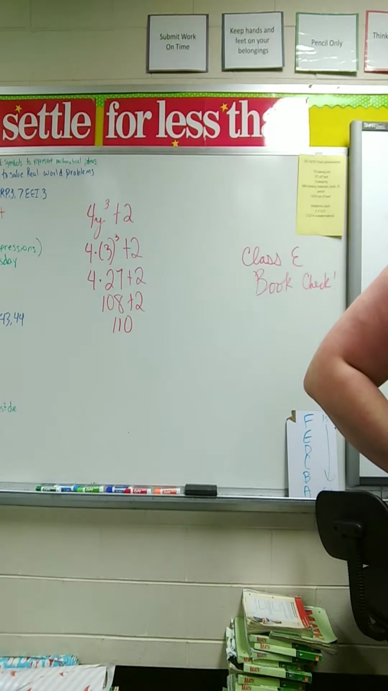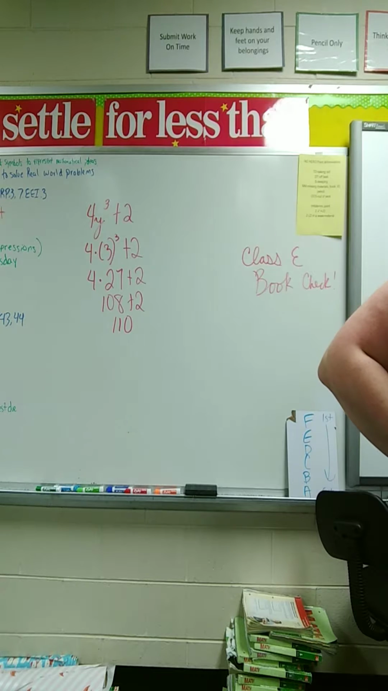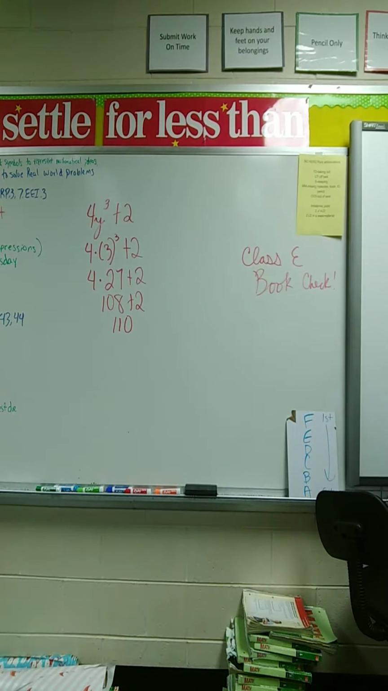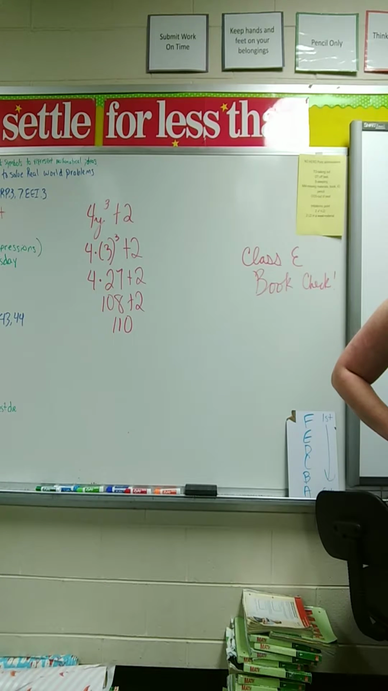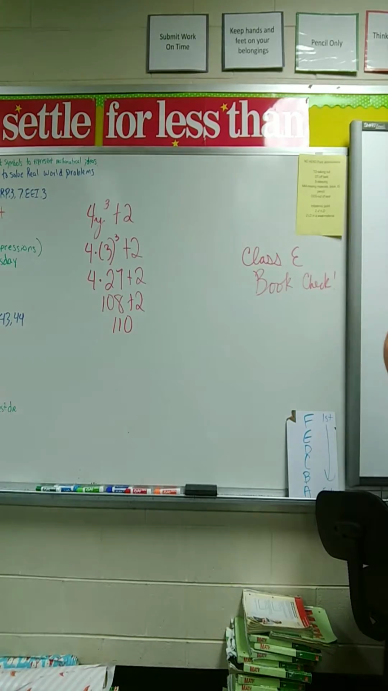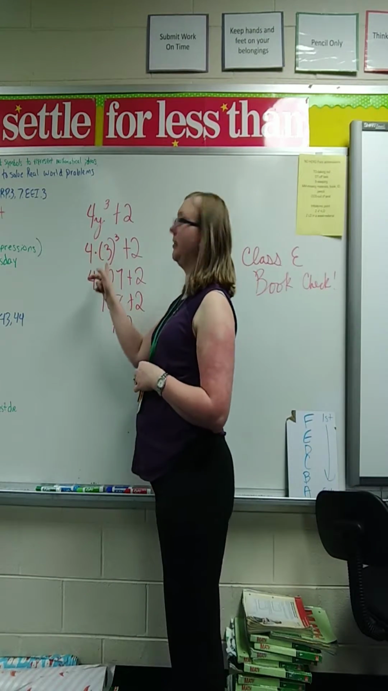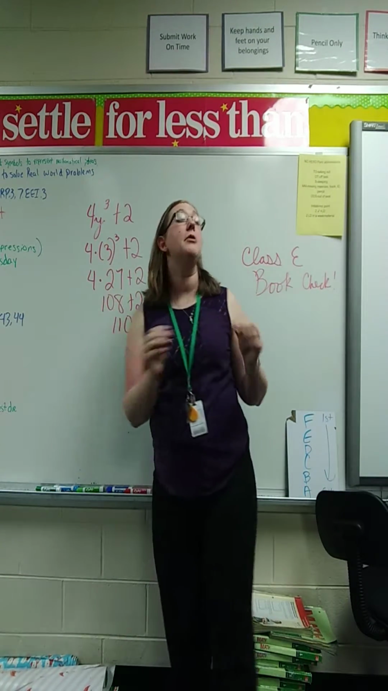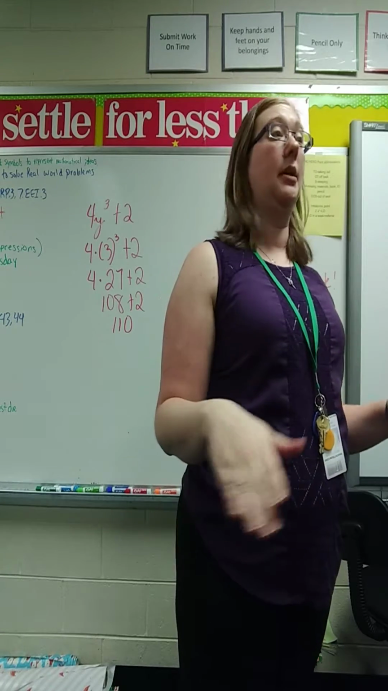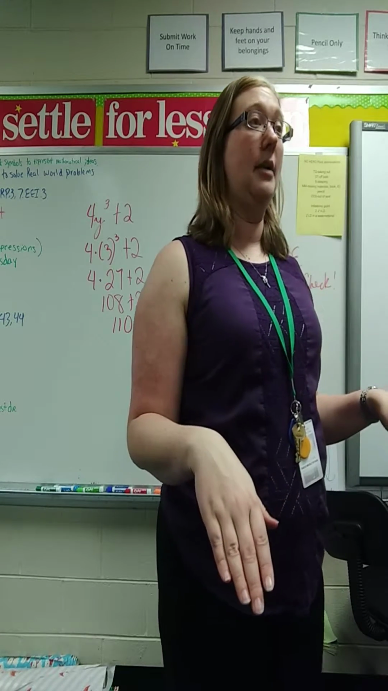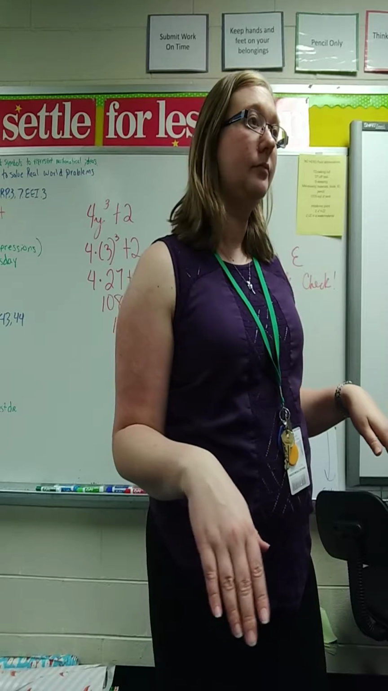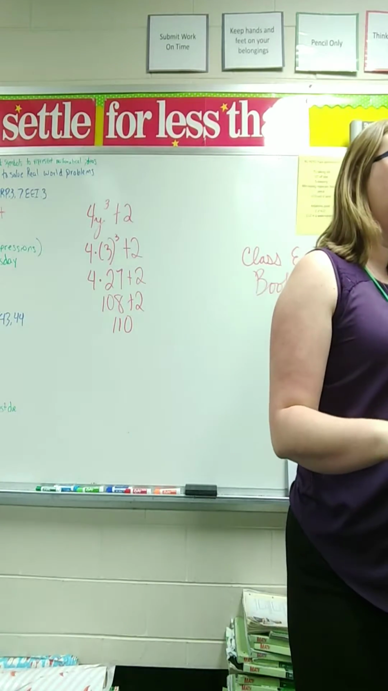So, are you looking at the problem? Do you see where it says that y equals 3 in example 3? Yes, ma'am. Okay, so that is why we could replace that variable with the number. If we're not told that, we cannot do it. All right? Does that make sense?